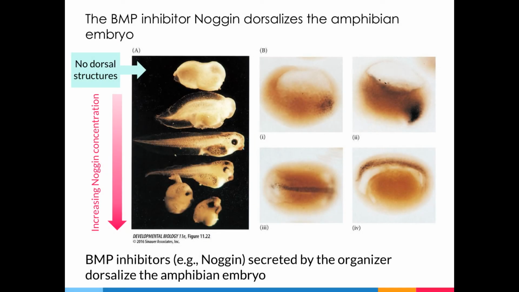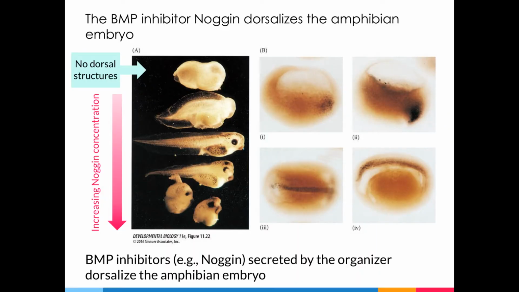As I mentioned previously, the organizer secretes BMP inhibitors that allow the ectoderm around it to become neural tissue, and this has been shown through a series of experiments. These images are from an experiment in which Xenopus eggs were exposed to UV radiation, and that UV radiation prevents the cortical rotation. Since the cortical rotation doesn't happen in these UV-exposed embryos, the embryos become ventralized. They form a belly piece as shown here at the top.